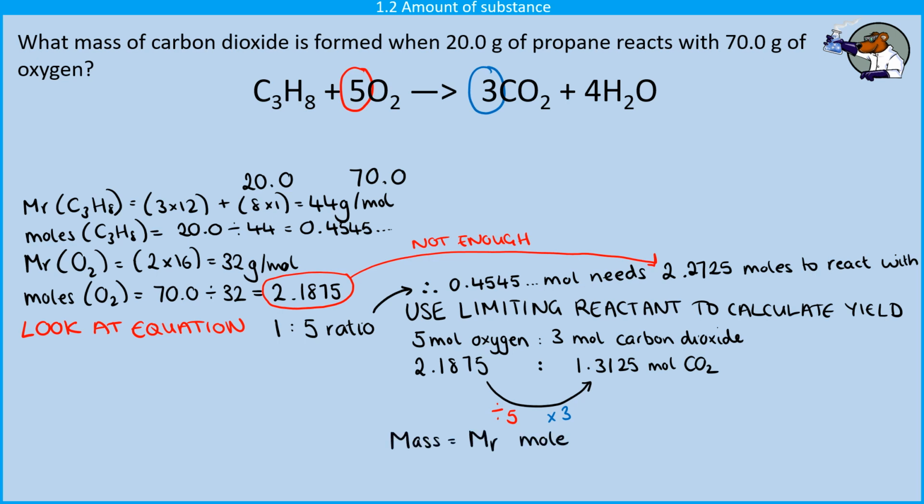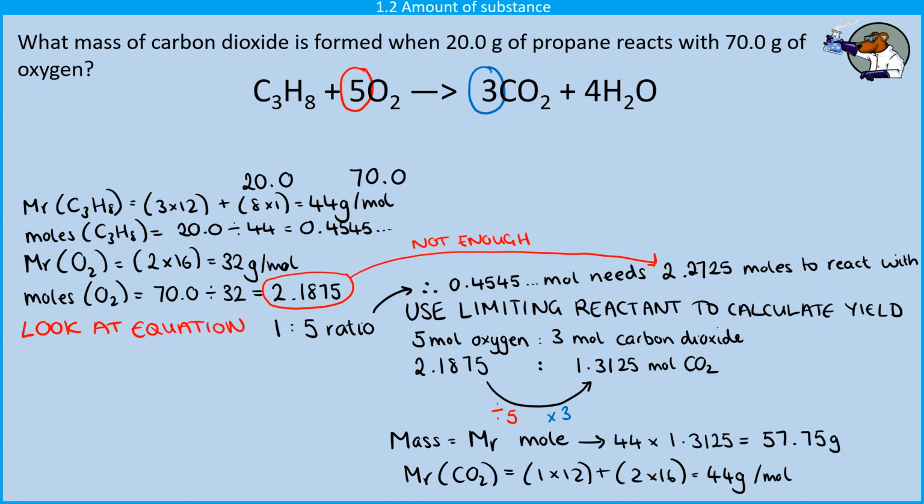So I go back to my mass, Mr, moles equation, but I don't actually have an Mr of carbon dioxide yet. You probably know by now that it's going to be 44, but we should show our working anyway. And then I can do that multiplication to get 57.75 grams. And in this particular question, they haven't asked for a specific number of significant figures, but I can see that in the question, both of the masses they've given me are to 3 significant figures. And therefore it's a good idea for me to leave my answer with 3 significant figures as well, just in case there's a mark for that. So I'm going to do a little bit of rounding and make this 57.8 grams.